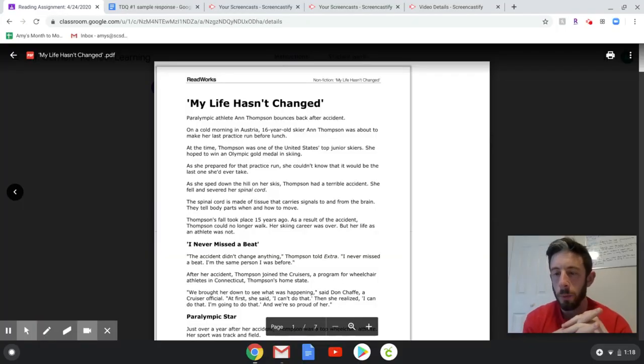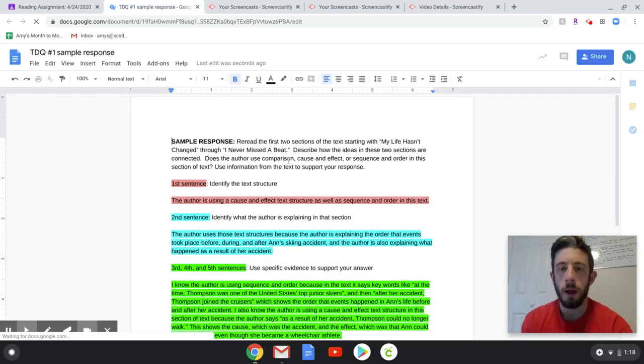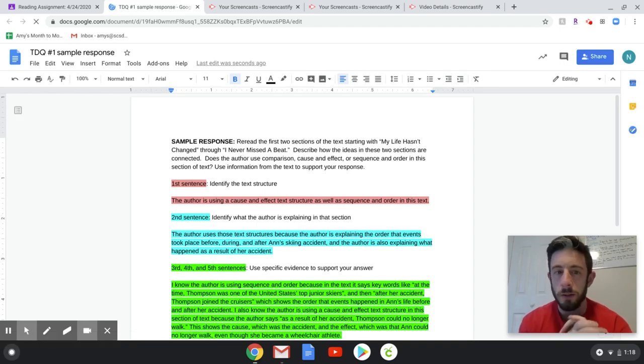So here's how we use the text to formulate our response to our question. Let's take a look at the first question right here. The question was, read from My Life Hasn't Changed to I Never Missed a Beat. Describe how the ideas in the two sections are connected. Does the author use comparison, cause and effect, or sequence and order in this section of text? Use information from the text to support your response.